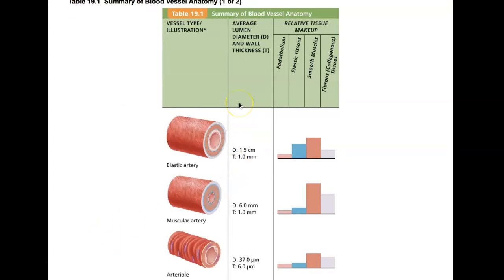slide. So this figure summarizes the major arteries that we just talked about, elastic arteries with their diameter and lumen. You also have the muscular arteries and the arterioles, along with the relative tissue makeup.